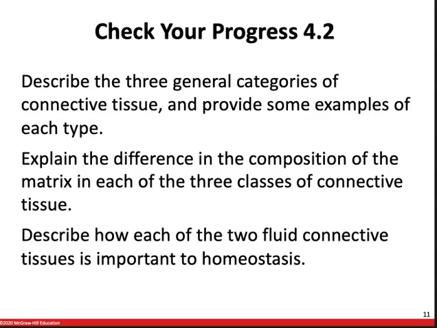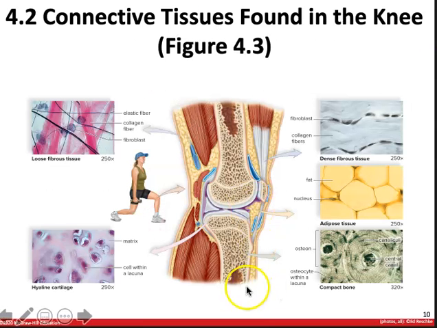All right, you should be able to describe the three general categories of connective tissue, provide a few examples of each, and explain the difference in the composition of the matrix in each of the three classes of connective tissue. I would also like you to review how each of those two fluid connective tissues, blood and lymph, are important to homeostasis. Spend a little bit of time reviewing those from this section.